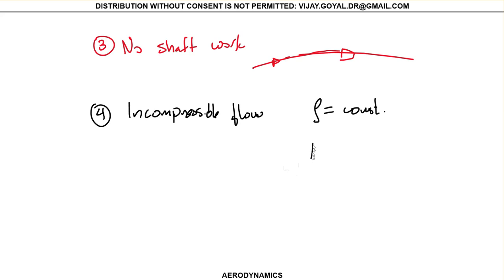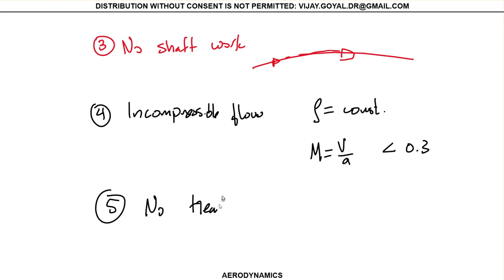And you need to make sure that your Mach number, remember, velocity divided by your speed of sound, has to be less than 0.3. So we can neglect the compressibility effects. Number 5, no heat transfer. There will be absolutely no heat transfer in these problems.